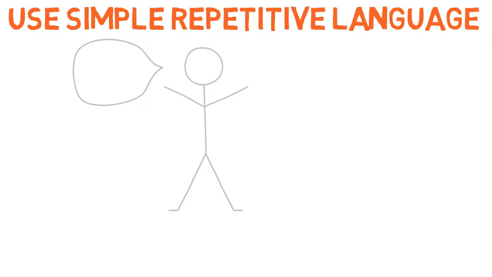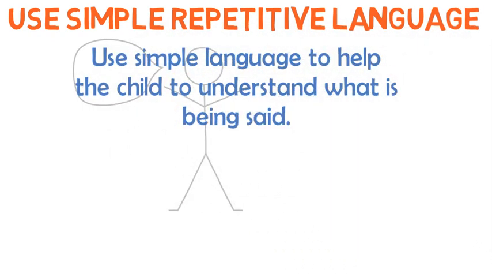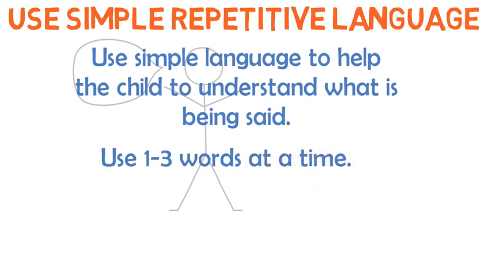Use simple, repetitive language. Using simple language will help to make it easier for the child to understand what is being said. Try to use 1 to 3 words at a time. All peers and adults should make an effort to do this when interacting with the child. Often, if the familiar communication partner does this, it will serve as a role model for others, such as peers or volunteers, to try and copy.